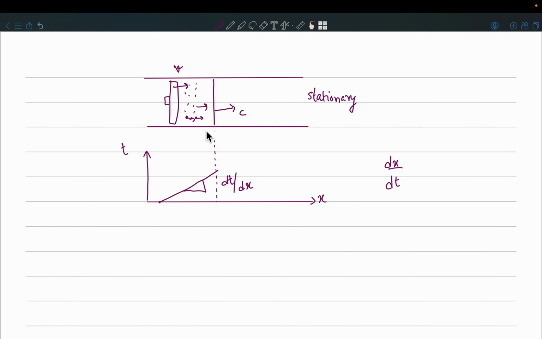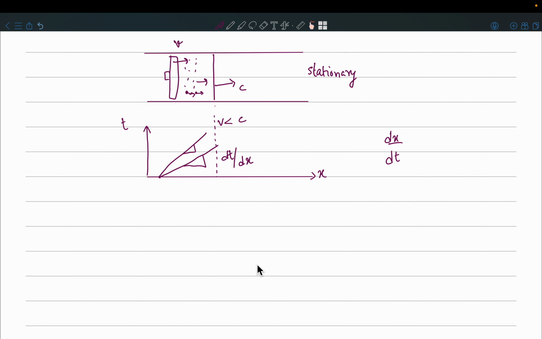So if I am saying that the speed of this perturbation is higher and the speed of the piston is lower, then the motion of the piston is going to be like this, isn't it? The slope dt by dx will be more, so dx by dt will be less. V is less than c, right? Is this part clear? Yes. This is for moving gas analysis. I will come to stationary gas, but this part is clear, right?